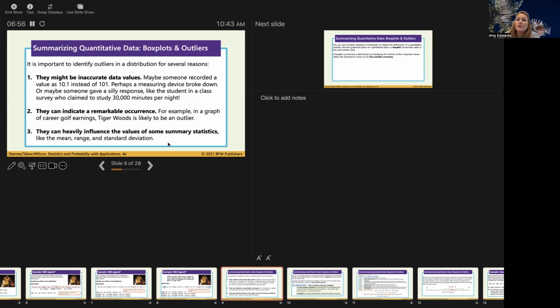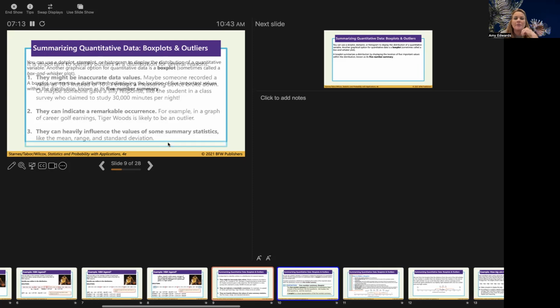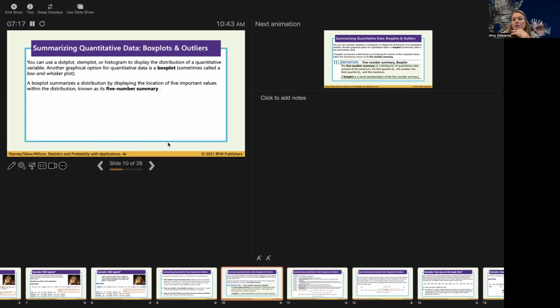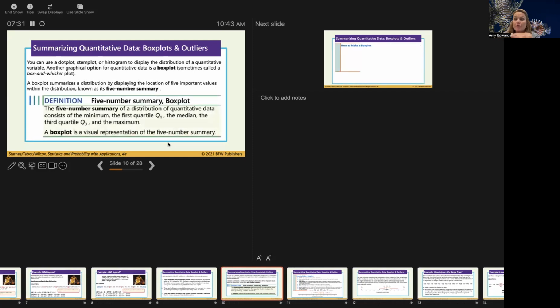The other problem with outliers is they can heavily influence the value of some of our summary statistics. Like, we even said the mean, the range, and the standard deviation are not resistant. So it's gonna change those. It's gonna make them look different than really what it is because we need to remove that special outlier. Okay. So now we could do a dot plot, a stem plot, or a histogram, but sometimes, especially when we're talking about 5-number summary, we want to use a box plot. The box plot is the better one if we're doing that 5-number summary. Okay. So your 5-number summary is given to you in those summary statistics on StatMedic.